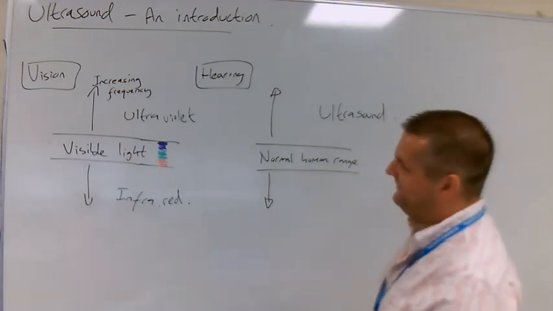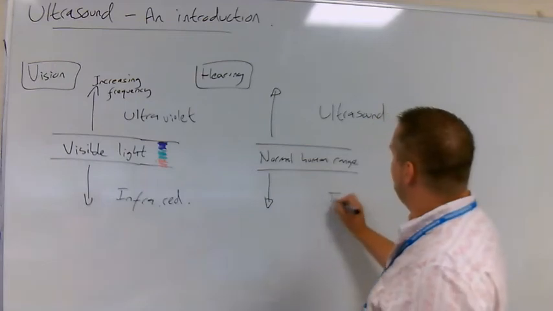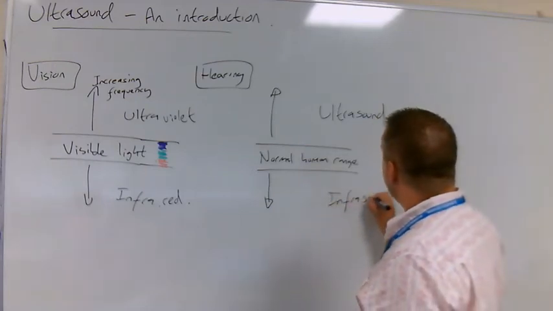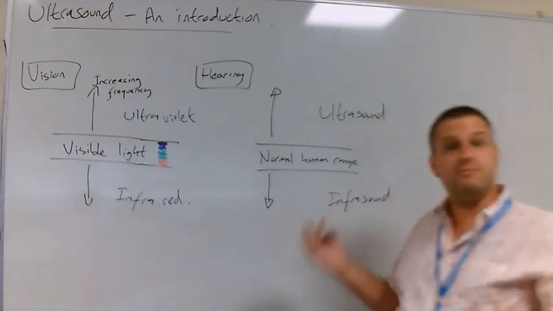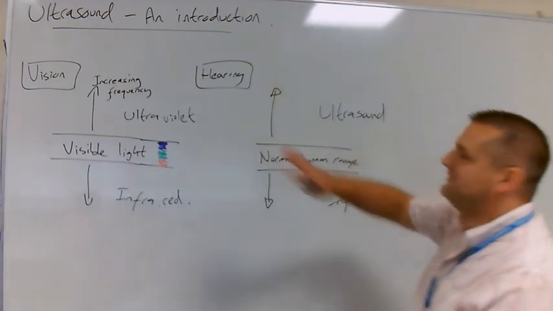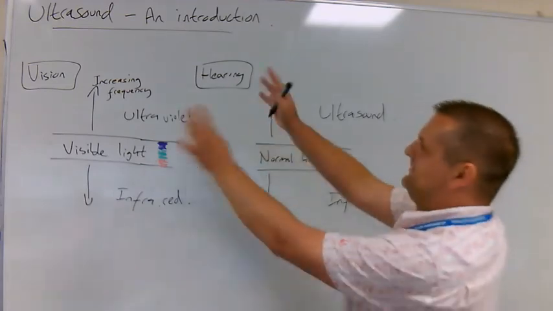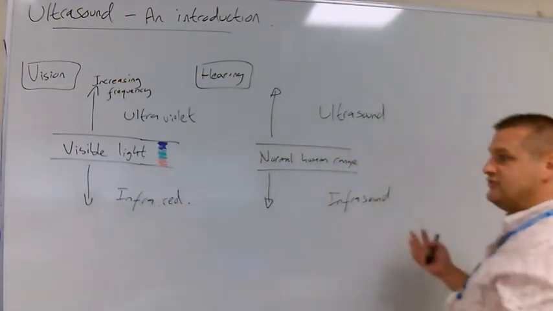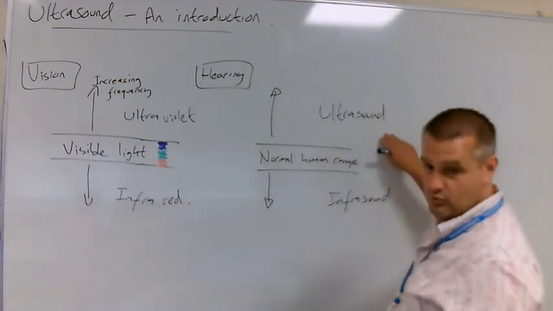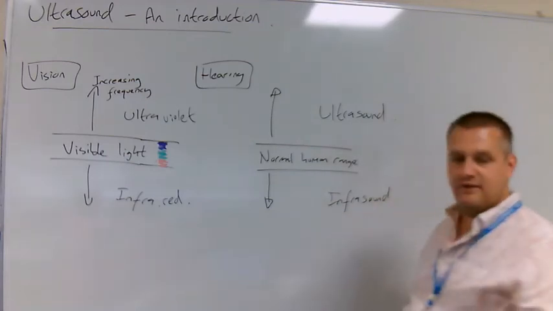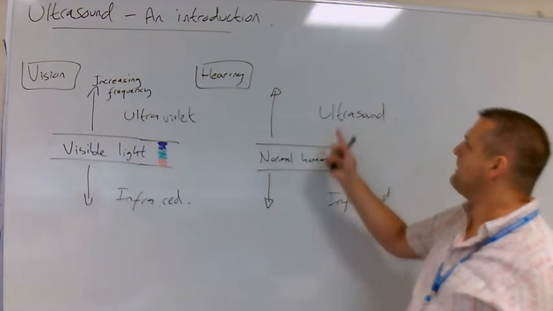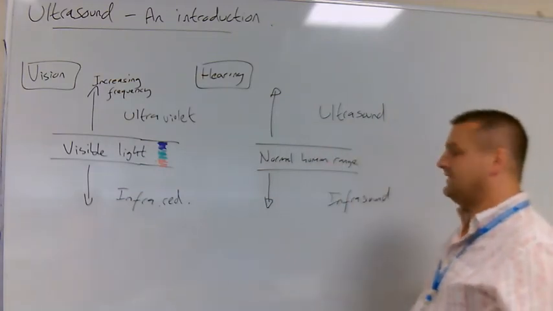Below that range, strangely enough, it's called infrasound. Again, we can't hear it because the frequency is too low for our ears to detect. So, this is just a brief introduction. Just like light, with hearing there is a range you can hear. Above that, it's called ultrasound, and there are loads of really useful uses of that. Below that is something called infrasound. Your job today is to do a bit of research about ultrasound.